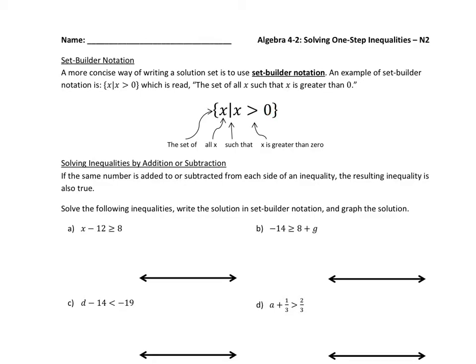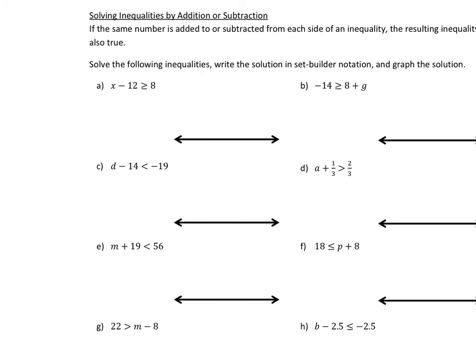Solving inequalities by addition or subtraction. If the same number is added or subtracted from each side of an inequality, the resulting inequality is also true. Solve the following inequalities, write the solution in set builder notation, and graph the solution. So letter A.